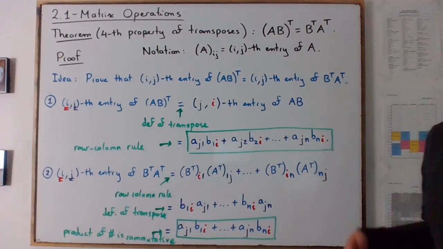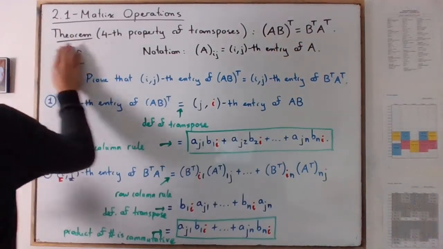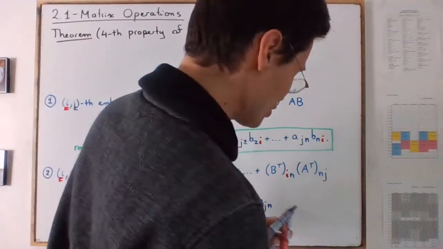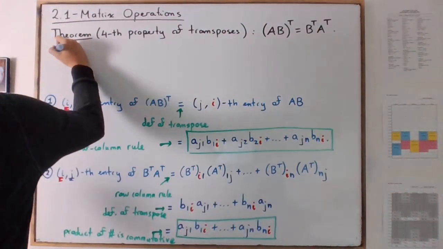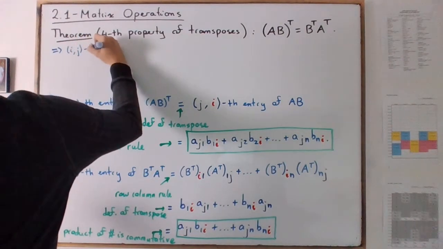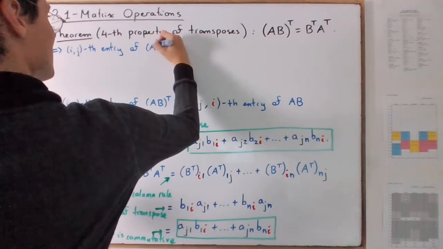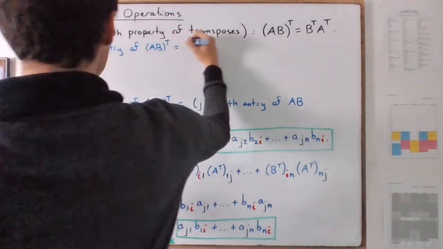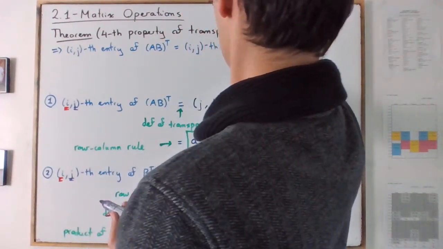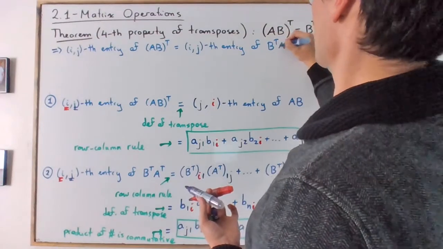So what did we achieve? Let's erase the idea, and let's erase this as well. I don't need the notation anymore. What did we achieve? Well, we showed that the ij entry of (AB) transpose is equal to the ij entry of B transpose A transpose.